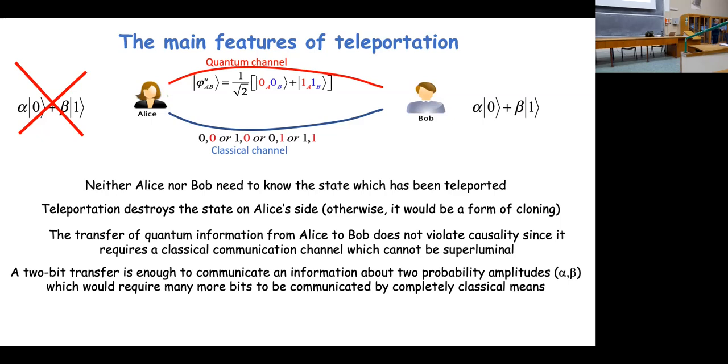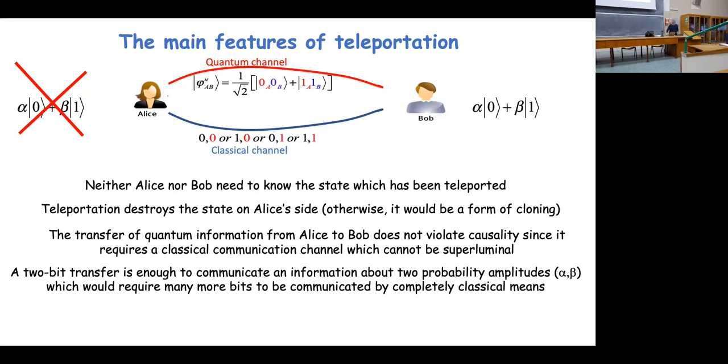Suppose that, classically, Alice knows the value of alpha and beta. Two bits will not be enough to transfer the information. You would need many more bits, depending upon the precision with which you want to transfer alpha and beta. Here, with teleportation, you can transfer any pair of complex numbers alpha and beta with only 2 bits, because you have this quantum channel on top of that.